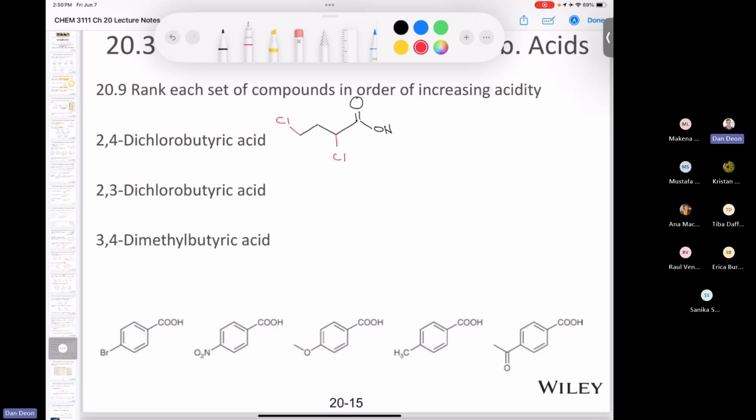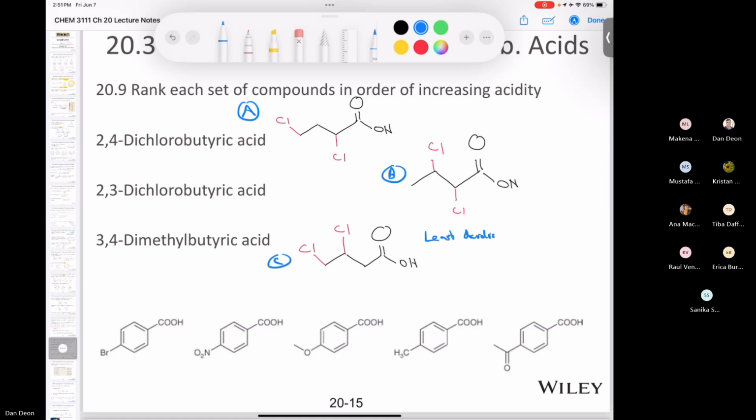Good. The next one is 2,3. So with our butyric acid, we have something at carbon 2, and something at carbon 3. And the last one is 3,4. For that one, we have something at carbon 3, and then something at carbon 4, like that. Okay, there we go. Those are the three compounds. I'll call them A, B, and C. If I go from least acidic to most acidic, could anybody tell me which one of these is going to be the most acidic? Which one has the most pronounced electron withdrawing effect? Would it be A, B, or C?